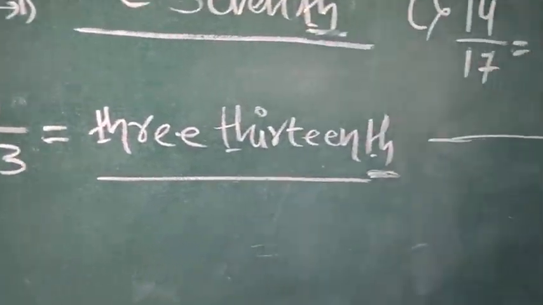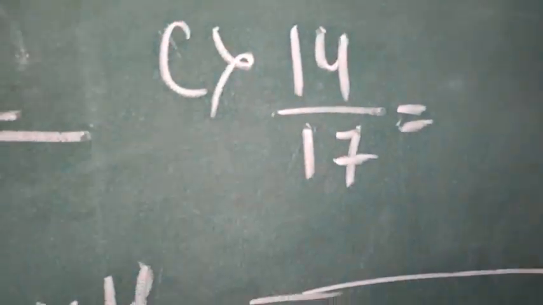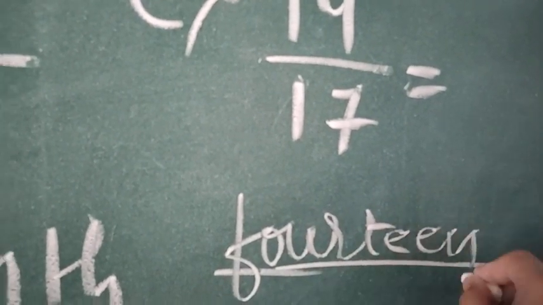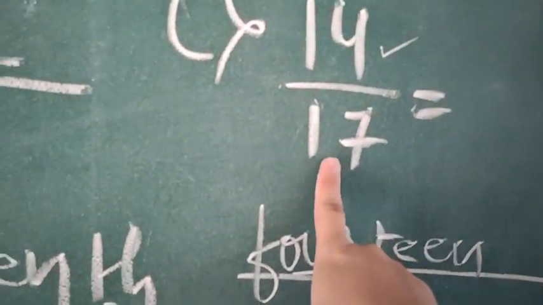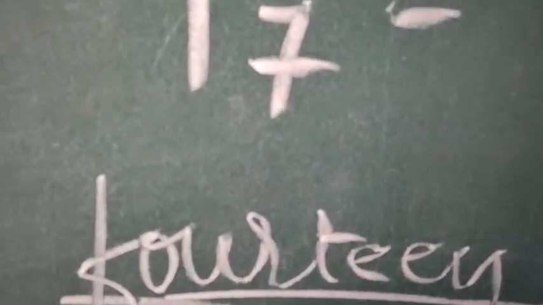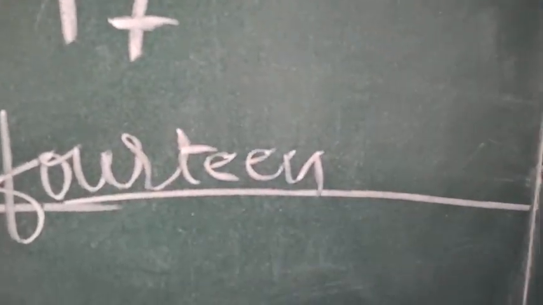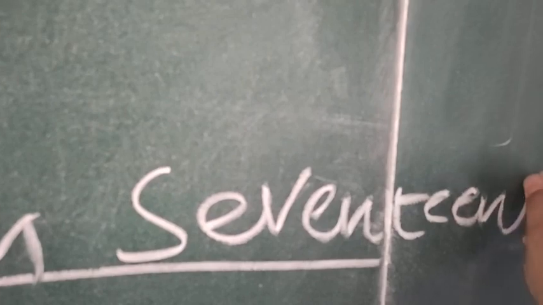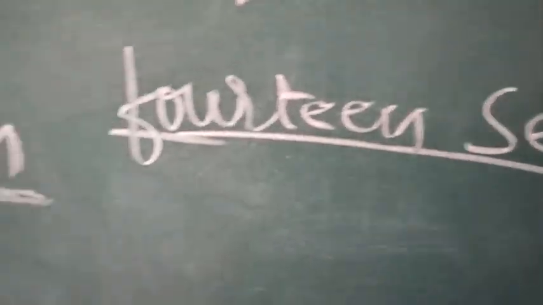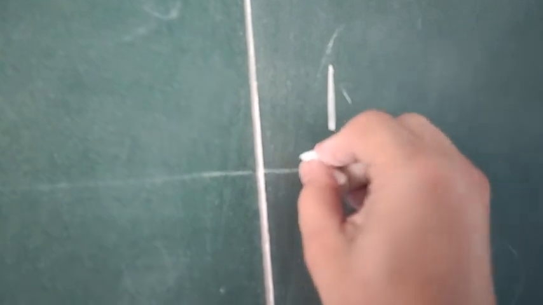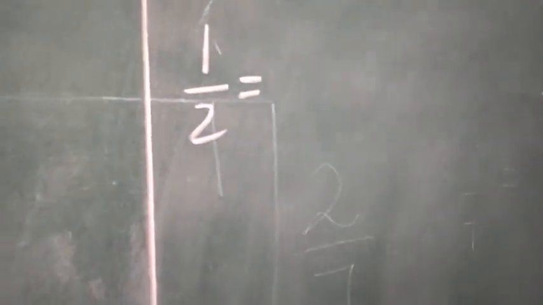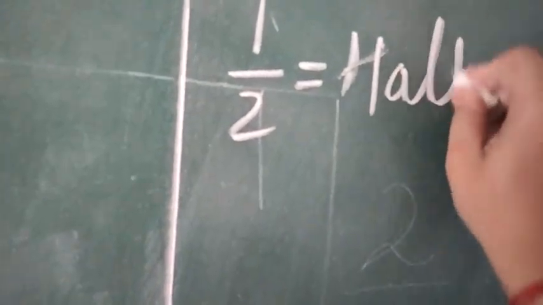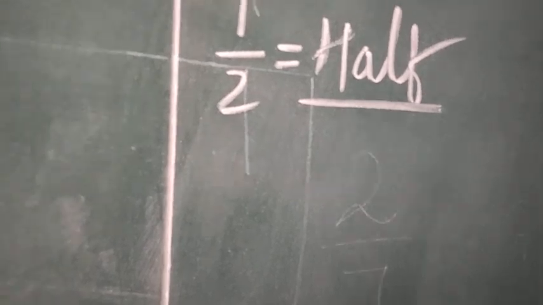Say for 14/17 you have. Now what are you going to write? 14, fourteen. The numerator should be written as it is, 14, and only the denominator will change. That change is brought only in the case of the denominator. So you will write fourteen seventeenth. Suppose there was 1/2, how could you have written this? You could have written one second, or you could have written simply half. This is the way to write for half.